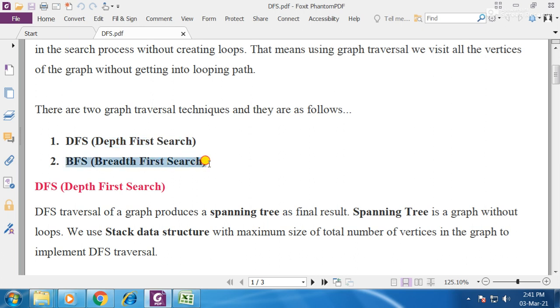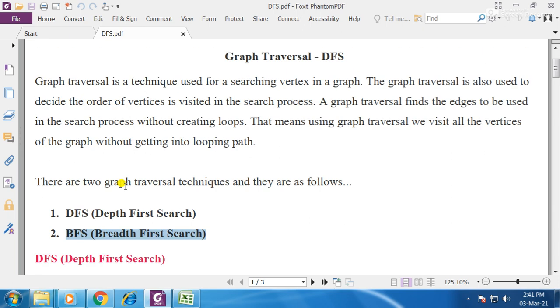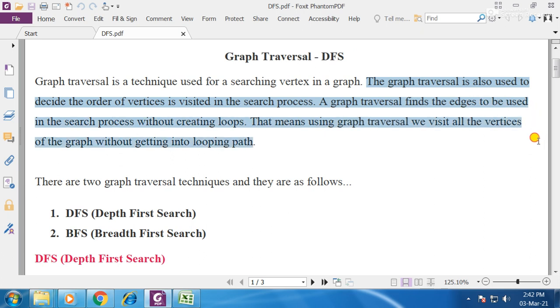Now coming to the basic part of this, as we have already discussed, graph traversal is a technique used for searching a vertex in a graph. Graph traversal is also used to decide the order of vertices visited in the search process. A graph traversal finds the edges to be used in the search process without creating loops. That means using graph traversal, we visit all the vertices of the graph without getting into a loop.